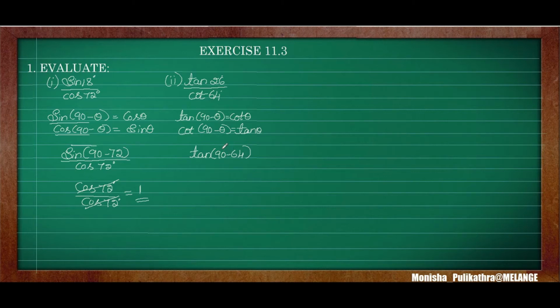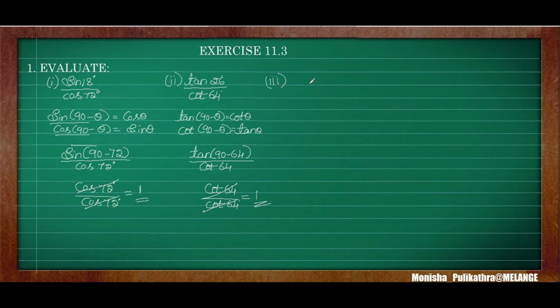So 90 minus 64 is 26. So that is 1 carry, 10 minus 6 is 4 and 8 minus 6 is 2. Okay, so 26 and cot 64. So we know that by complementary angle, if tan 90 comes, it will change into cot. So tan 90 minus 64 will become cot 64 degree divided by cot 64 degree. So cot 64 degree and cot 64 degree cancel each other and the answer is 1.